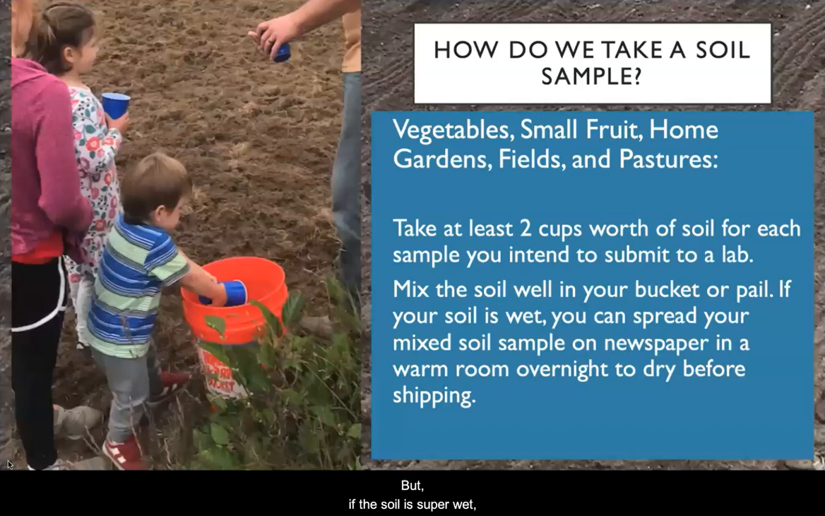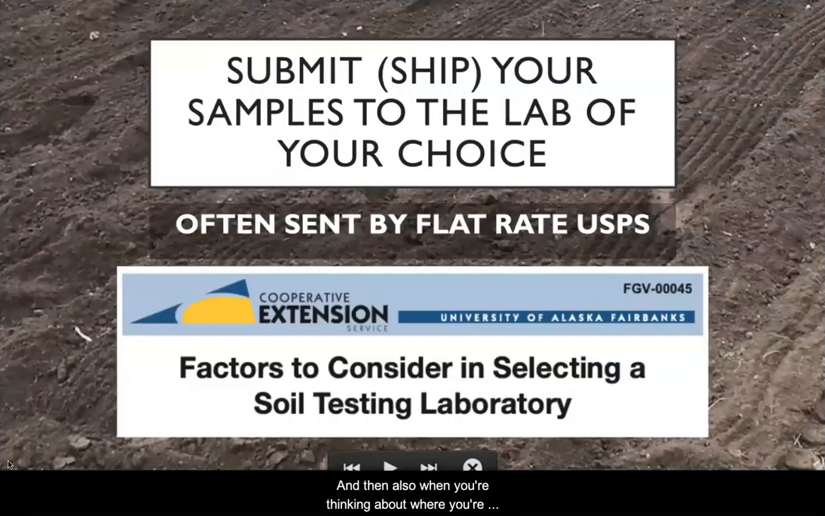If the soil is super wet, we're going to put it on some newspaper so it can sit there overnight. That will help things out a little bit, because you don't want things to be too wet. Also, you need to know what lab you're going to send it to. We do have a fact sheet that talks about the different labs that you could choose to send your soil sample to. But again, it's just 2 cups of soil that you would send to the lab.